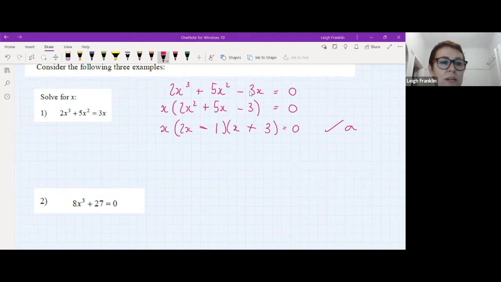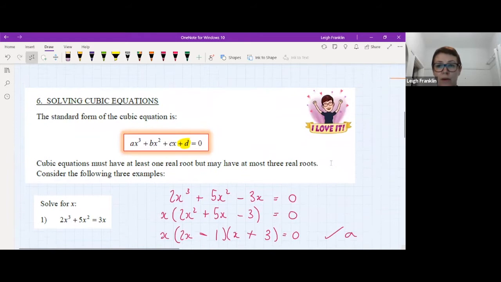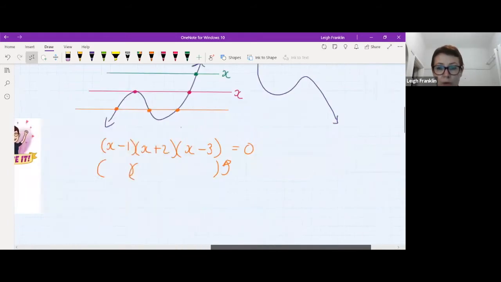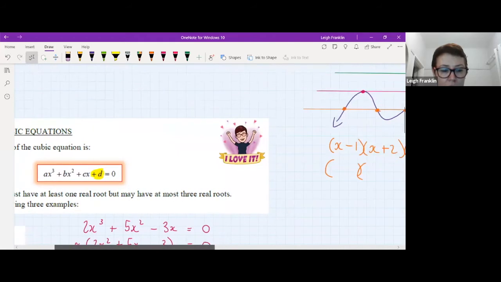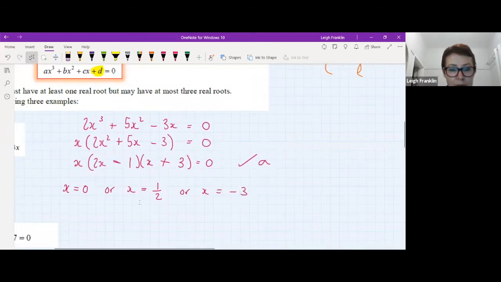And now we have 3 distinct solutions for x in this case. So either x is equal to 0 or x is equal to 1 over 2 or x is equal to -3. So this kind of cubic looks like the orange one, where there are 3 distinct roots. We won't worry about its shape for now, but it is also concave down and then concave up. Okay, good stuff.